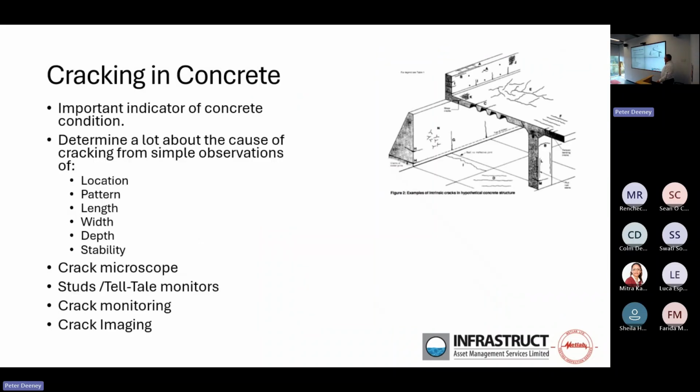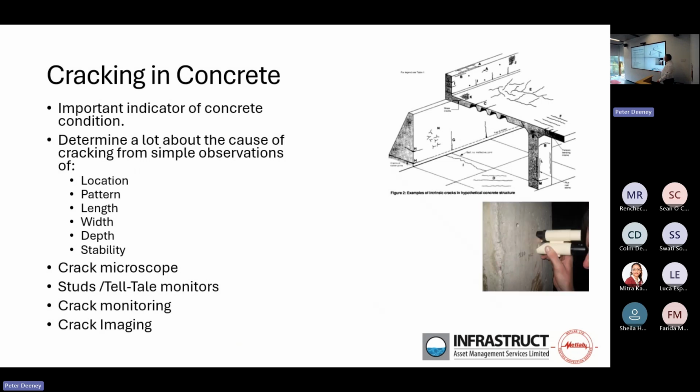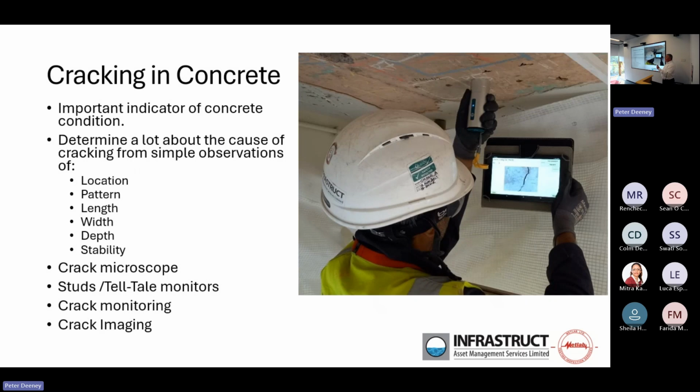And obviously, if you see cracking, the location of cracking really gives an indication of what might be happening. Overloading, delamination due to carbonation or chlorides, acid attack, sulfate attack. There could be a multitude of different reasons why cracking may occur in the concrete. And obviously, crack microscopes can be used to measure the widths. You can actually put sensors in now that can ultimately monitor the movement of those cracks over a period of time.